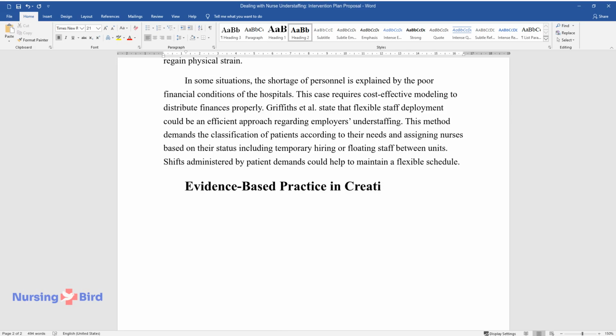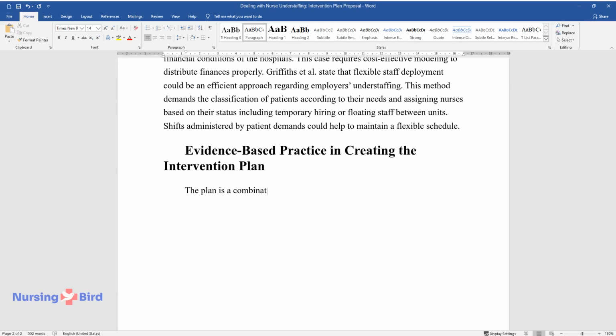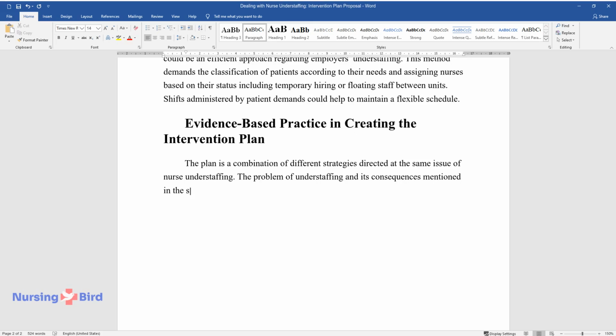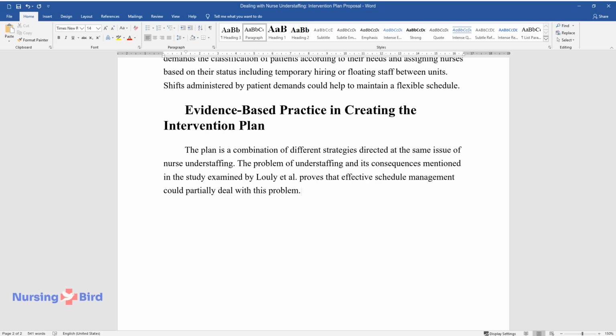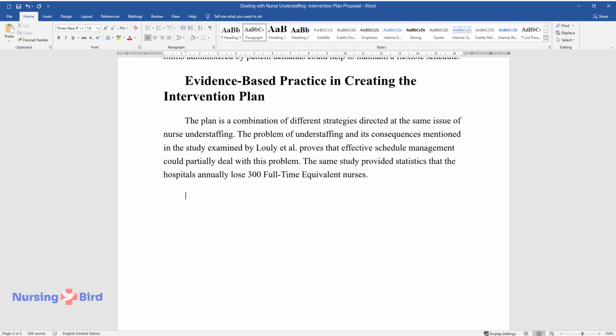Evidence-based practice in creating the intervention plan. The plan is a combination of different strategies directed at the same issue of nurse understaffing. The problem of understaffing and its consequences mentioned in the study examined by Lully et al. proves that effective schedule management could partially deal with this problem. The same study provided statistics that the hospitals annually lose 300 full-time equivalent nurses.